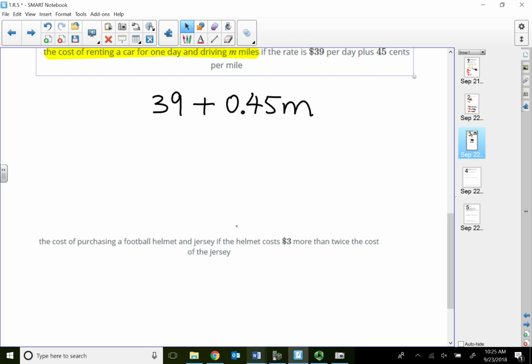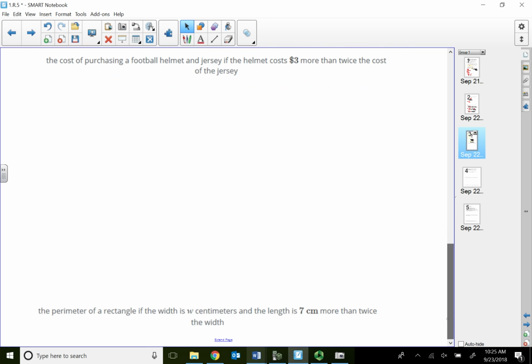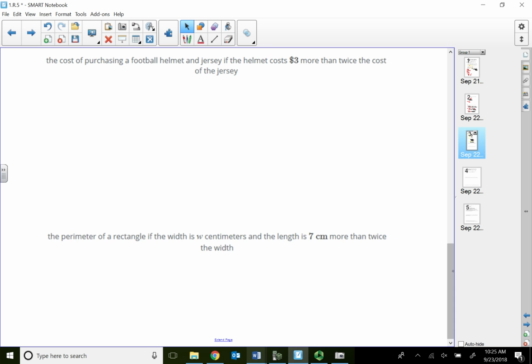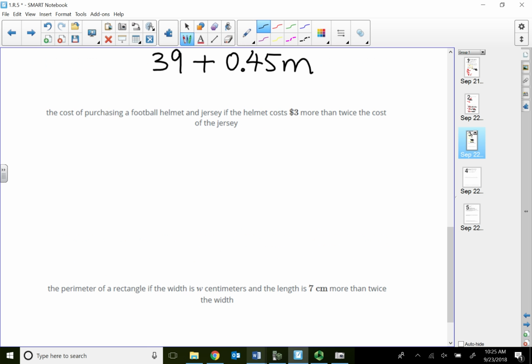All right. Now, these last two are interesting, because they are a very particular type of problem. If you look at this perimeter of a rectangle, it's very similar to the one we did in the last video. So let me show you how to translate this. This is what I so-called the comparison problem. My answer represents the cost of purchasing a football helmet and a jersey. Cost of purchasing helmet and jersey.